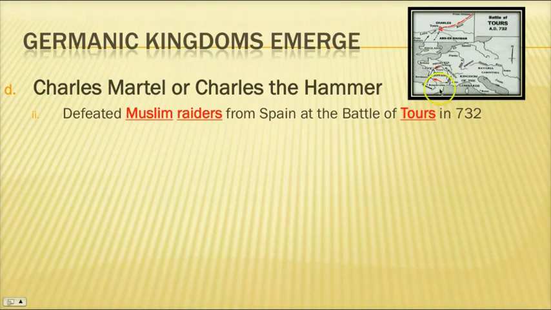This takes place right in here. This map's really small. Right in here is where the Franks were. This is Gaul. This is modern-day France. Over here is Spain. So you can see this little area right here. Now what would happen is these Muslim raiders would actually come up through Africa, and they were trying to infiltrate into Europe. They were trying to spread Islam in that region, and Charles stops them.